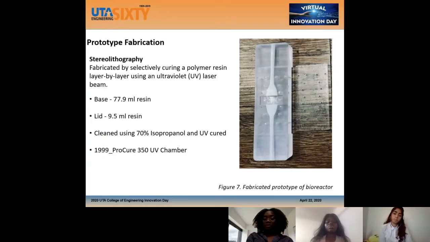And then we were able to fabricate the device at the UTA Arlington Research Institute using the method of stereolithography because of the resolution of the bioreactor. We fabricated the device using a polymer resin, and then we used a UV laser beam to cure it. Figure 7 here shows the base of the bioreactor and the lids of the bioreactor before assembly.